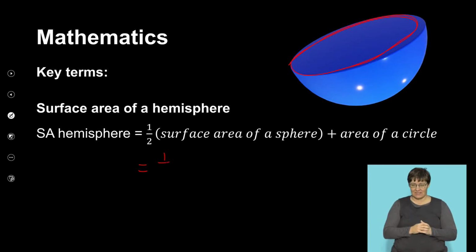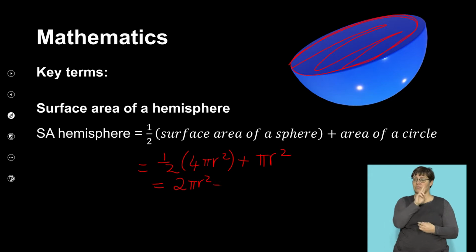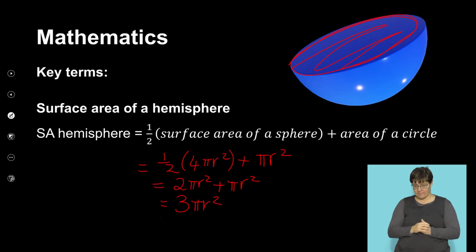So the surface area of a sphere is 4 pi r squared. And then I also am adding the area of this top circle. And I know that the area of a circle is pi r squared. So half times 4 pi r squared gives me 2 pi r squared. And I'm adding this to pi r squared. So I can simplify and say that the surface area of a hemisphere is equal to 3 pi r squared.